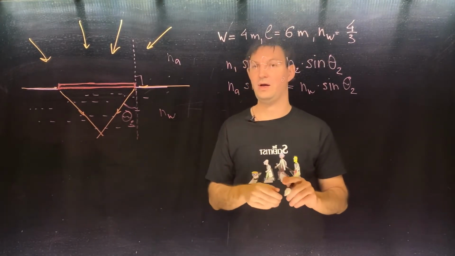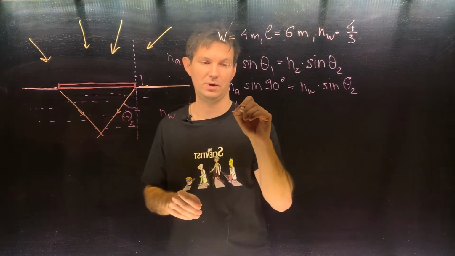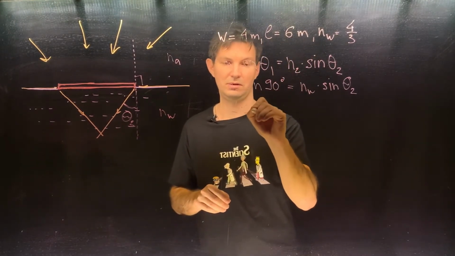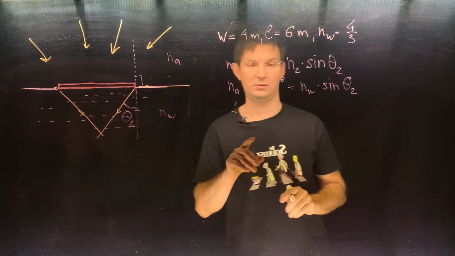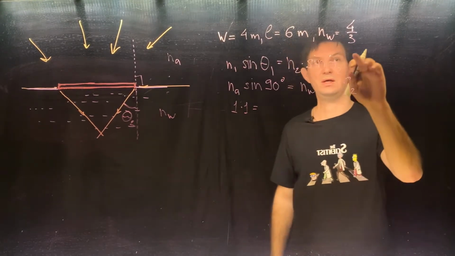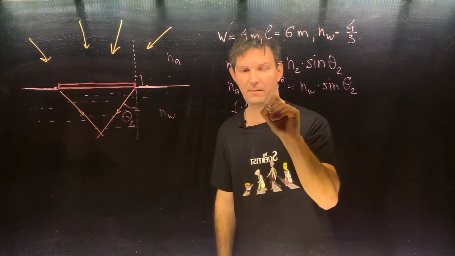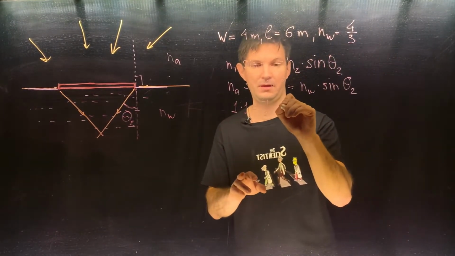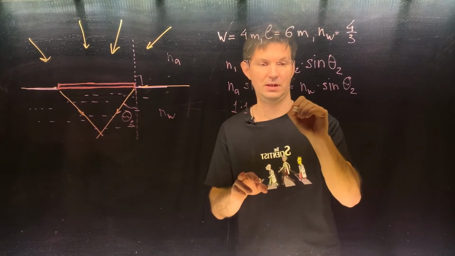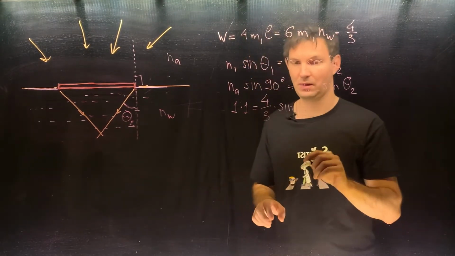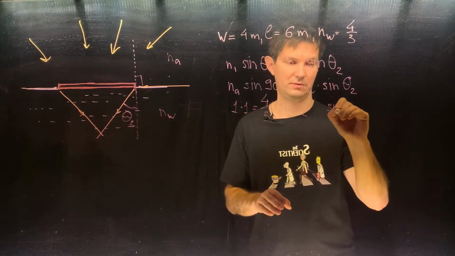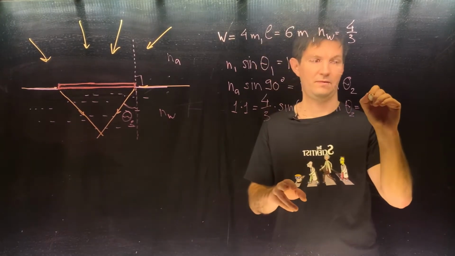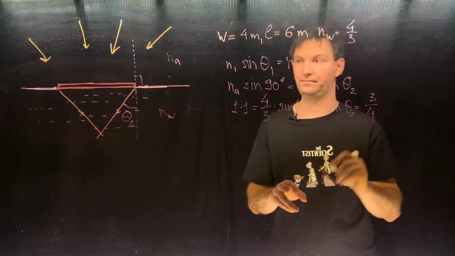The incident index of air is 1. It is always 1. Sine of 90 degrees is also 1. It equals the refracted index of water, which is 4/3, times sine theta 2. So sine of theta 2 is 3/4.